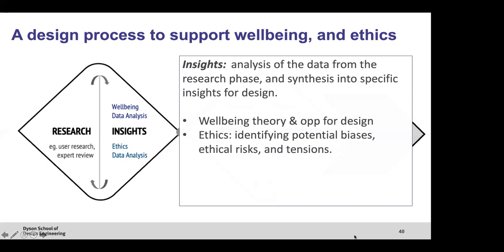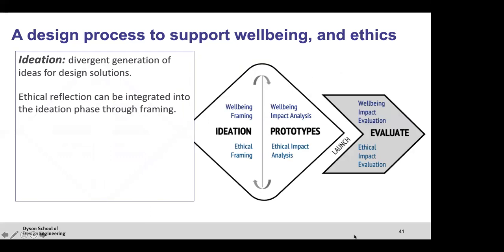This is also an important stage for considering ethics. You can start looking at the possible risks, for example, of bias or unfairness, and the tensions, for example, possibly between privacy and safety. Understanding these problems and the possible consequences, both on well-being and ethics more generally, is a first stage in the research. Then you have the ideation, where you start looking at solutions to these problems.